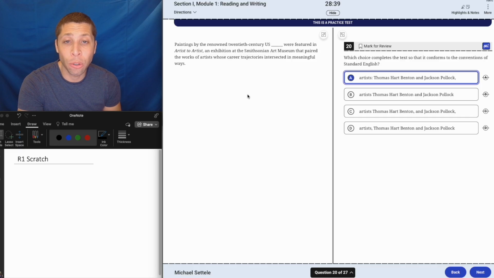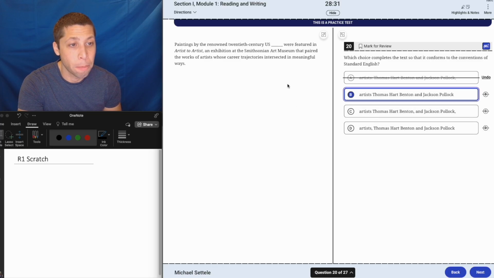Paintings by the renowned 20th century U.S. artists. Well, that's not a sentence, so bam. And we're probably not going to put commas around these things, so it's probably going to be this one. Paintings by the renowned 20th century U.S. artists Thomas Hart Benton and Jackson Pollock were featured in Artist to Artist. Yeah, and then we have a clause, so there we go. This is the definition comes first, so we don't put any commas around anything, and it's just a normal sentence, so no need to break it apart with commas.